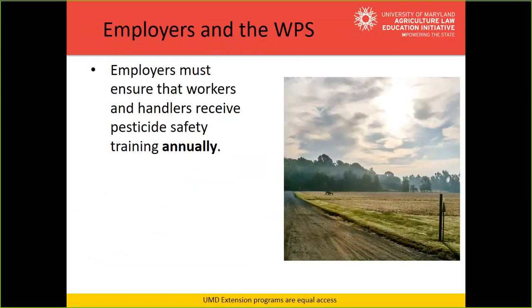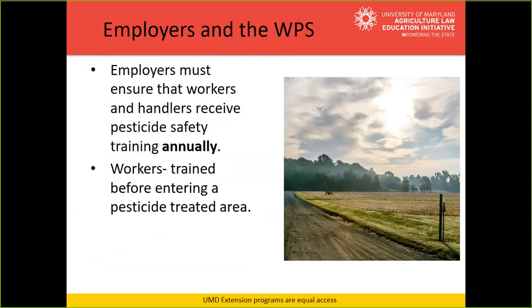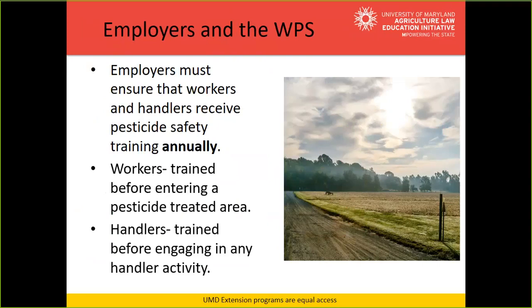Your responsibility as an employer is to make sure that anyone working on your farm, these workers and handlers, receive safety training every year, and there is documentation requirements for that as well. You also need to make sure you train the workers before they enter any area that's been treated with a pesticide, and this is where those restricted entry intervals from the label become very important as well. You want for yourself to make sure you read the label and see what the restricted entry interval is, and then educate your employees on understanding that there's a certain period of time after you use a pesticide when you're not supposed to go back in. Anyone who handles pesticides needs to be trained before using pesticides. That's pretty obvious, but it's something that you need to make sure that you're doing.